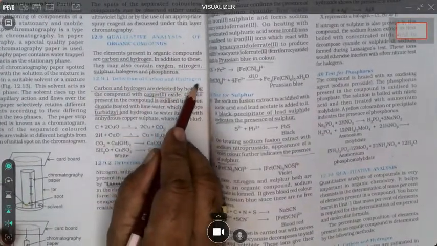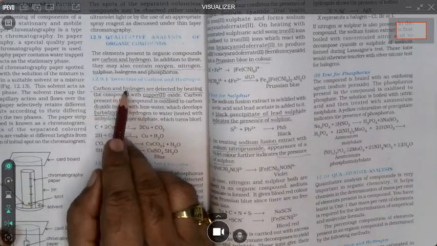Secondly, we need to discuss detecting other elements. Usually nitrogen is detected by Lassaigne's test, and there is another test for sulfur also. Then there will be a test for phosphorus. Okay, then there are some tests associated with the halogens also. So let us discuss one by one. Let us take up first the carbon and hydrogen. So here it is given, detection of carbon and hydrogen.